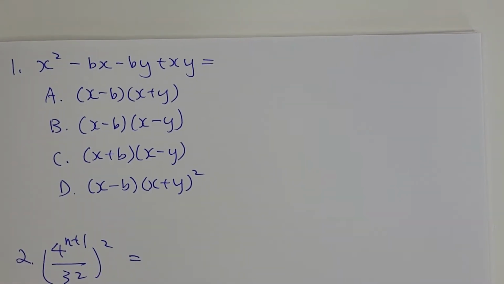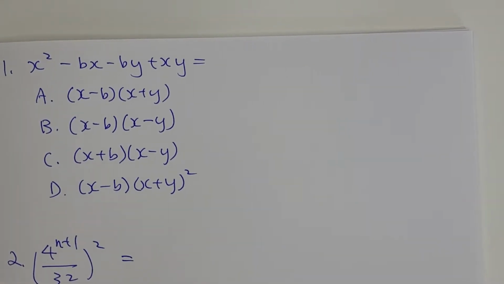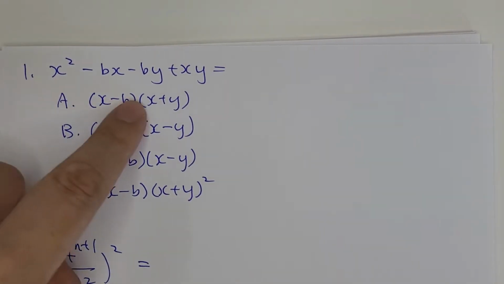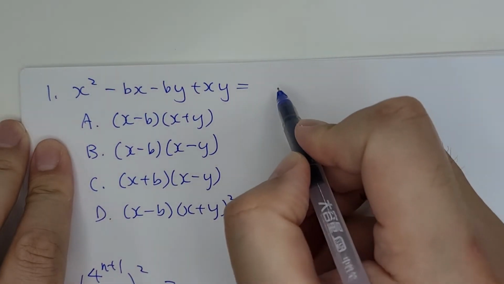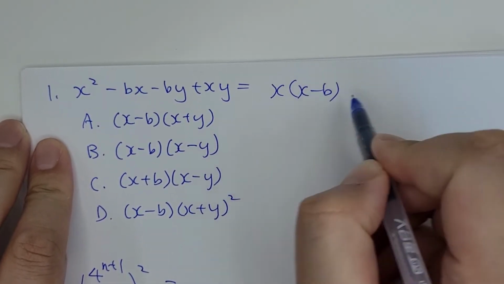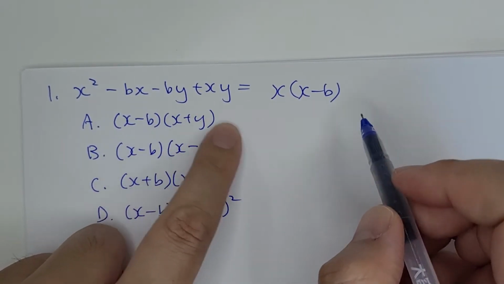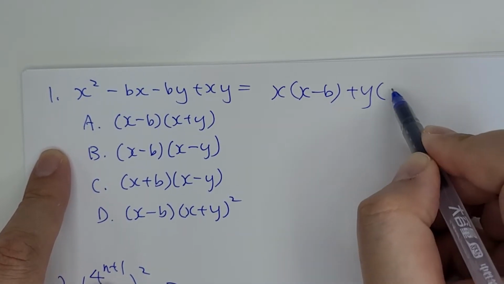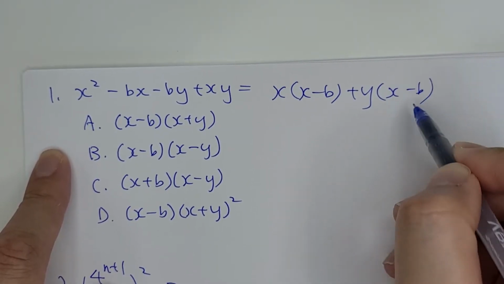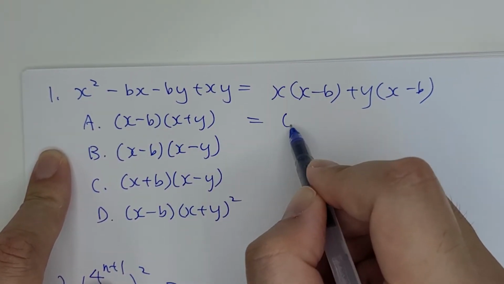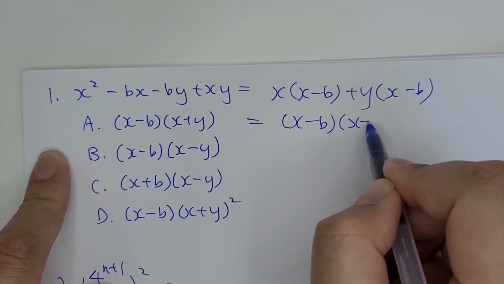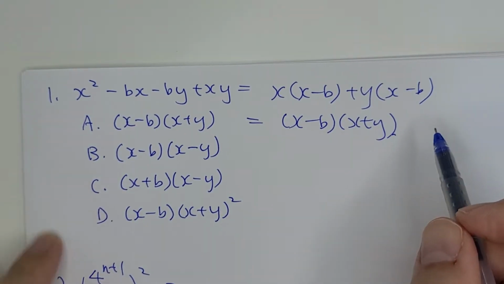Okay, let's look at the solution of this paper. For question 1, you need to factorize this expression. That's quite straightforward. The expression can become x bracket x minus b, and then the last two terms take out plus y and become x minus b. So you can find a new common factor, x minus b bracket x plus y. So the answer is A.